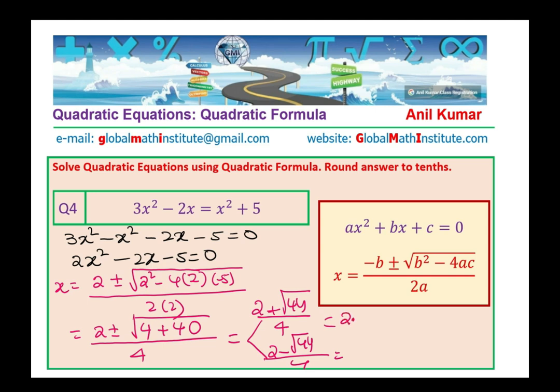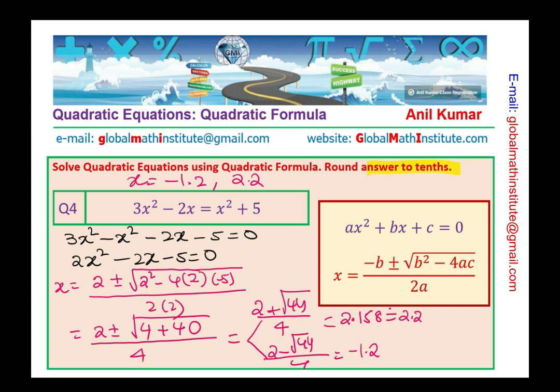So 2.158 will be written as 2.2, right? The next one is 2 minus square root of 44. Now we're going to divide this by 4. So that gives you minus 1.158. Minus 1.158 will be written as minus 1.2. So it has two solutions, x equals minus 1.2 and 2.2. Rounding to tenths.